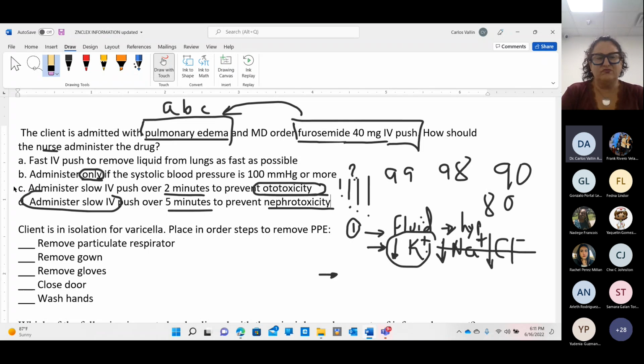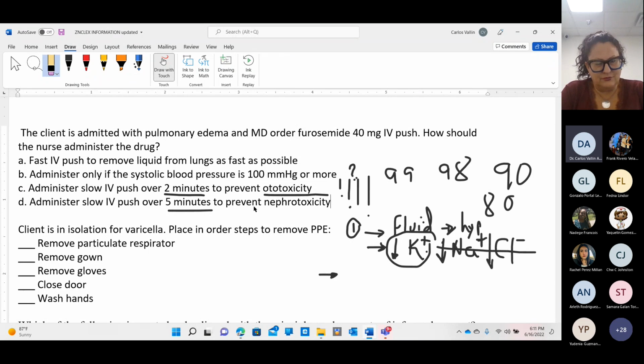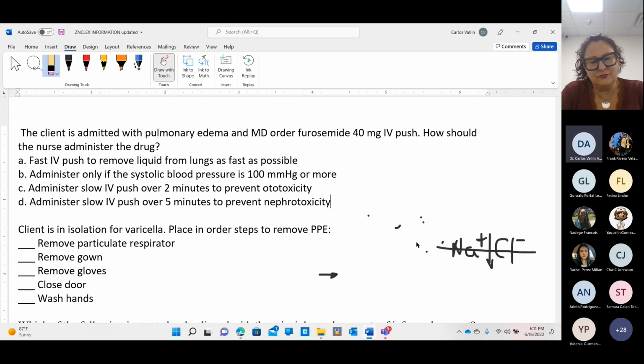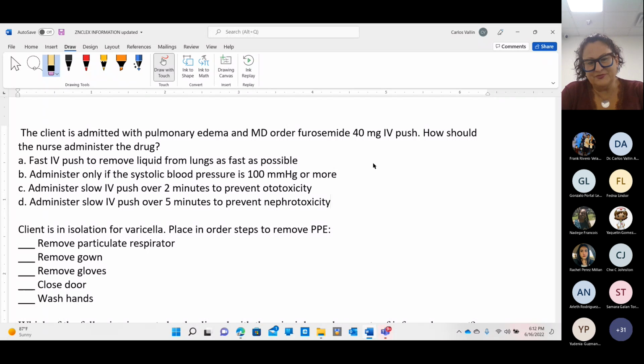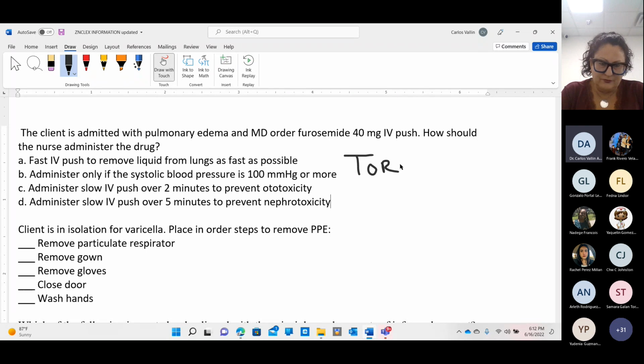Another detail that I want to discuss with you for your NCLEX related with loop diuretics. Do you know the name of any other loop diuretic? Torsemide. Okay. Very important, the one that you mentioned, because in my experience it is super frequently tested, torsemide, and the other one that you said, bumetanide.